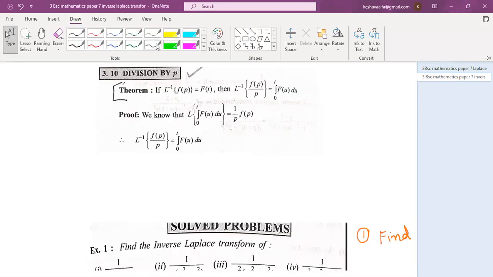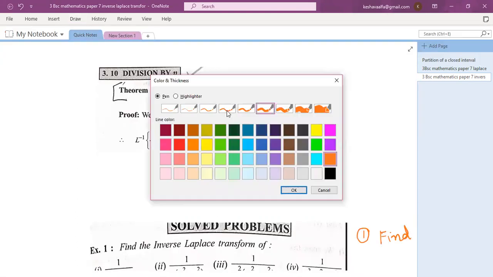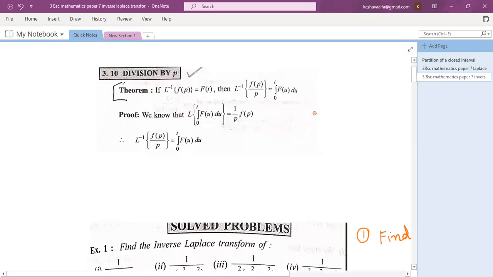You can use the pen here, select this one. Okay, so what is the division by p formula? Once again, L inverse of f of p by p, division by p, is equal to integral 0 to t f of u du.